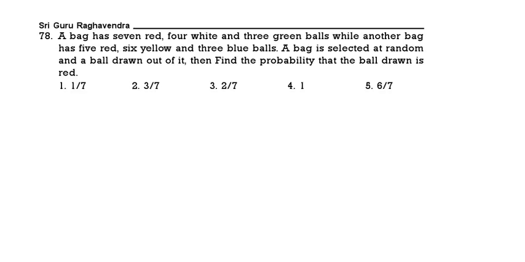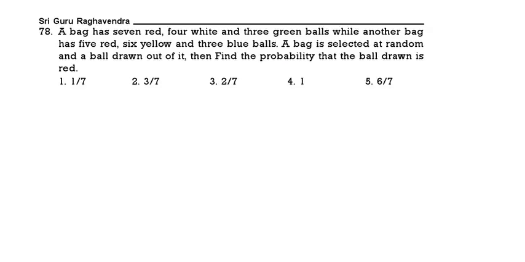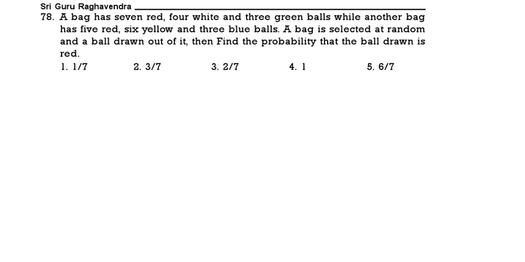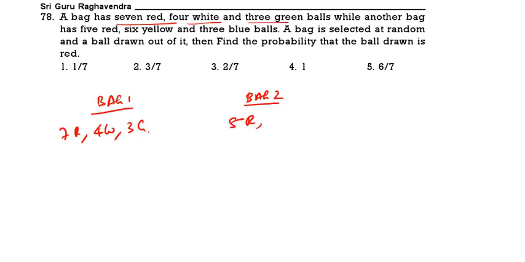A bag has 7 red, 4 white, 3 green, while another bag has 5 red, 6 yellow, 3 blue. A bag is selected at random. Find the probability that the ball drawn is red. So we have bag 1 and bag 2. In bag 1 we have 7 red, 4 white, 3 green. In bag 2 we have 5 red, 6 yellow, 3 blue.